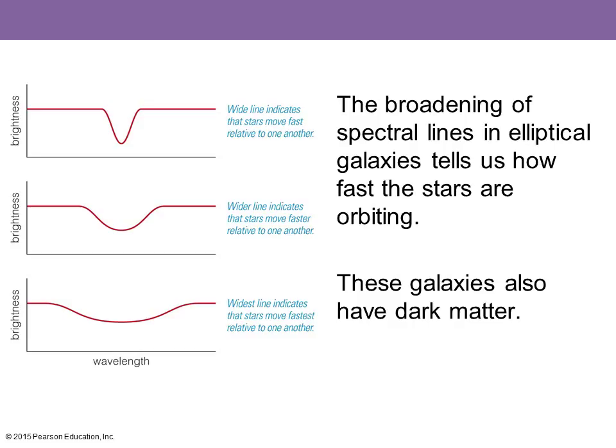So here's what we think is happening. The broadening of spectral lines in elliptical galaxies tells us how fast the stars are orbiting. So these galaxies also have dark matter. So maybe it doesn't matter which type of galaxy it is, they all contain dark matter of some sort.